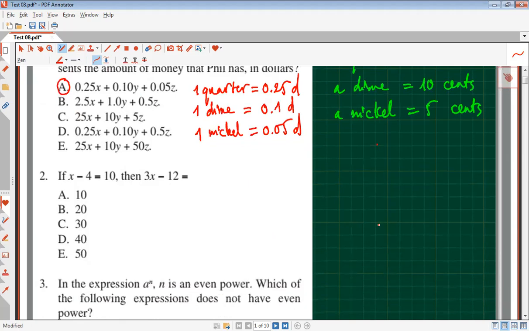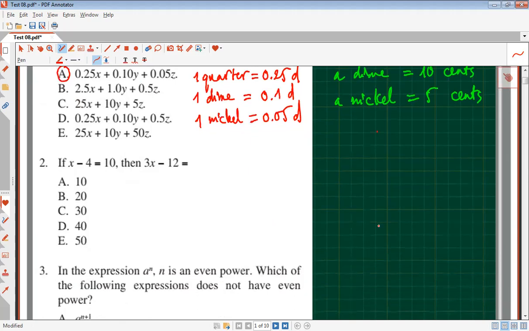Question number 2. S subtract 4 equals 10. That means S equals 14. And 3 times S equals 42. Subtract 12, that is 30. Option C.